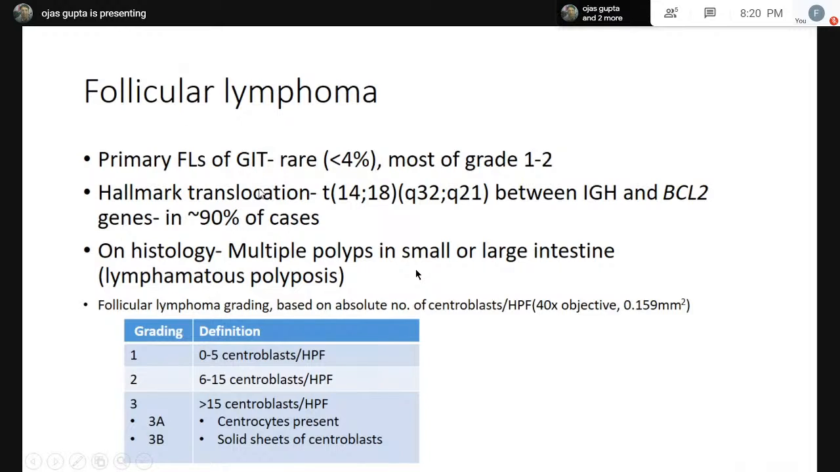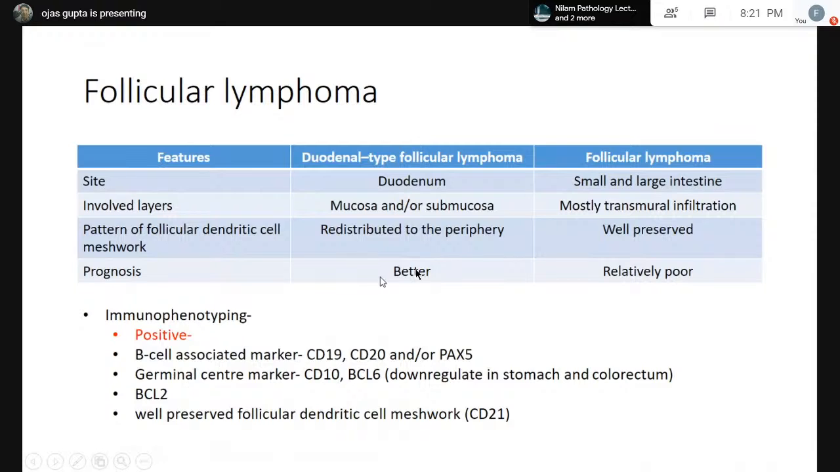So these follicular lymphomas will have their hallmark translocation, that is translocation 14;18, between IGH, the B cell receptor, and BCL2, that is the anti-apoptotic gene, in around 90% of the cases. And on histology, there will be multiple polyps in small and large intestine, which are also known as lymphomatous polyposis. We have also seen duodenal type follicular lymphoma and this follicular lymphoma which is present in the GIT.